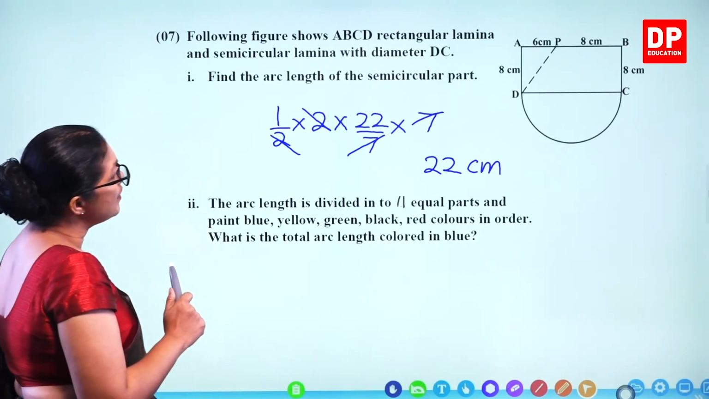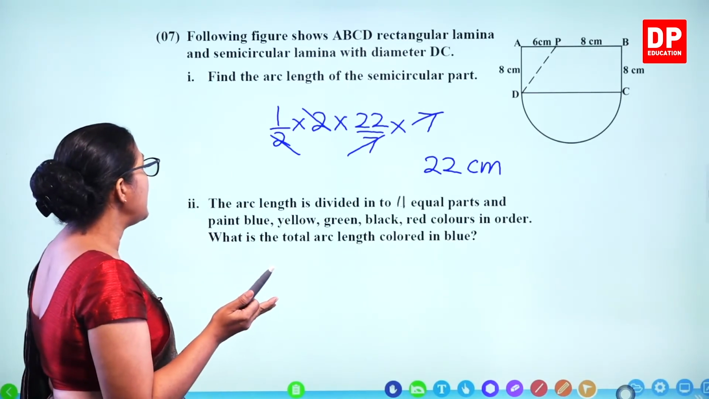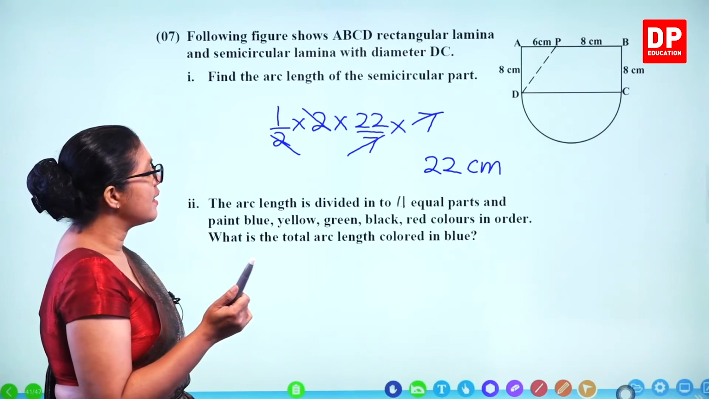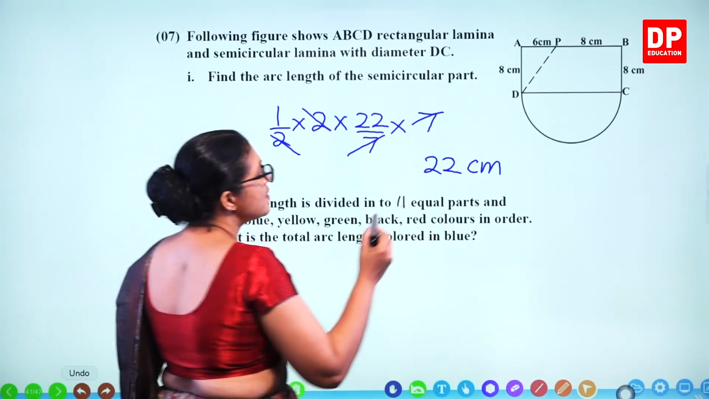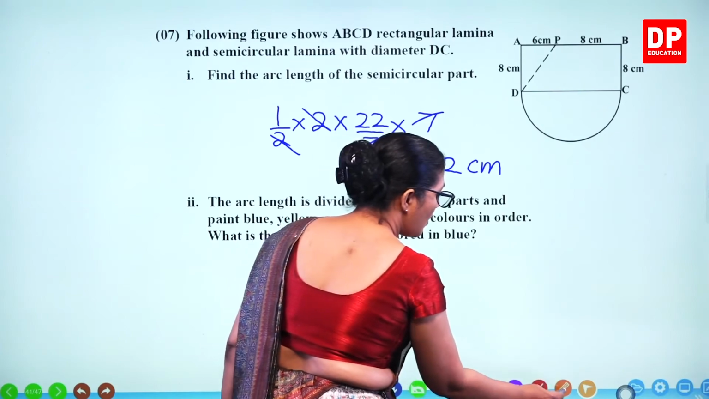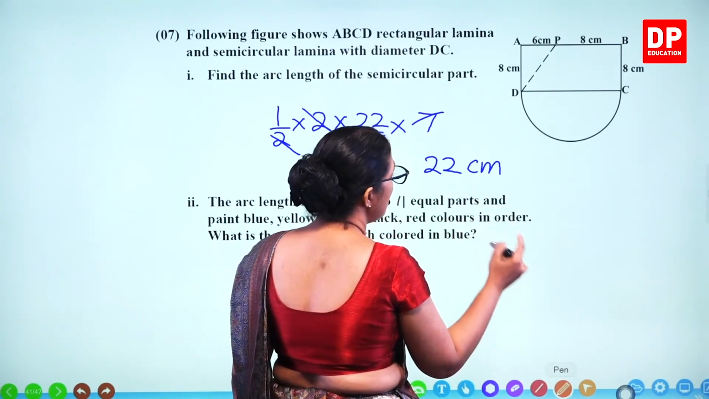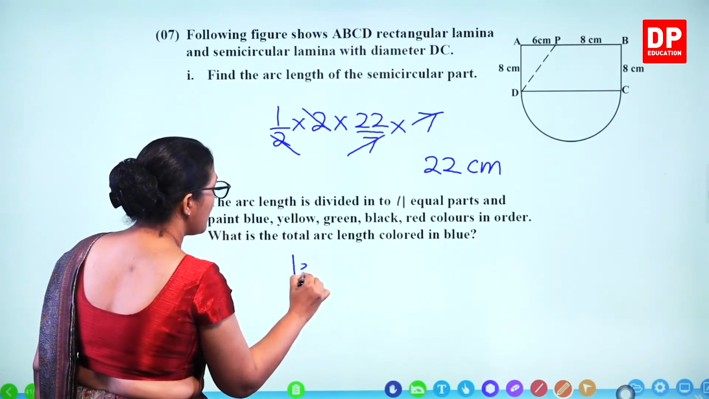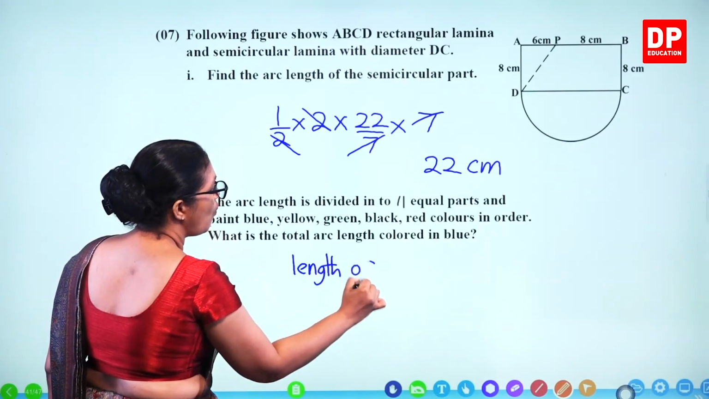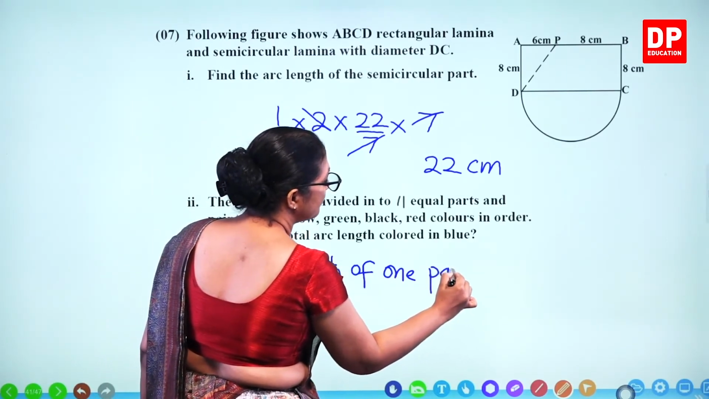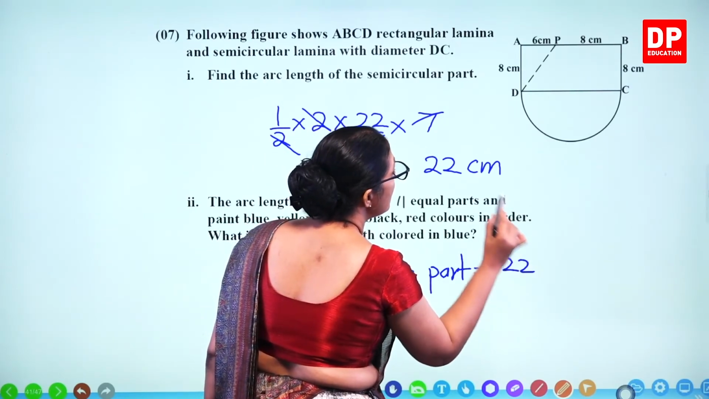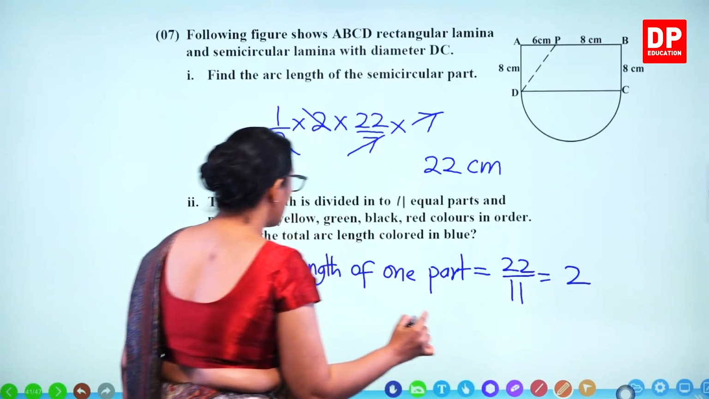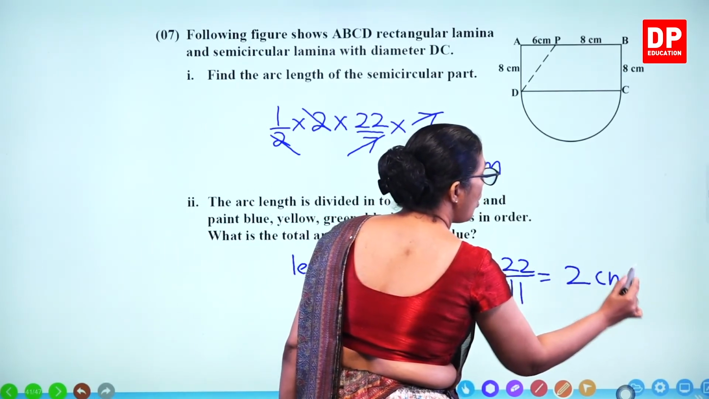The arc length is divided into 11 equal parts and paint blue, yellow, green, black, red colors in order. What is the total arc length colored in blue? So that means this is equally divided into 11 parts. So we can find out the length of one part. 22 is the arc length divided by 11 parts. So 2 centimeter for one length.